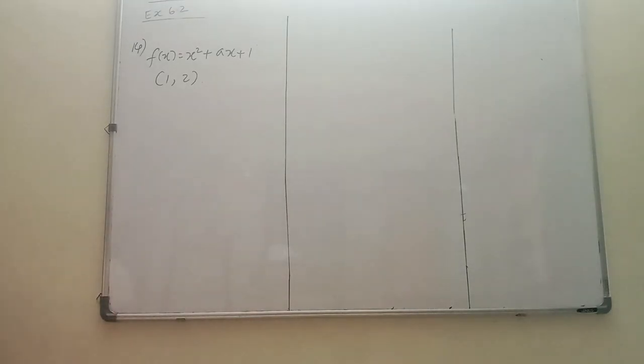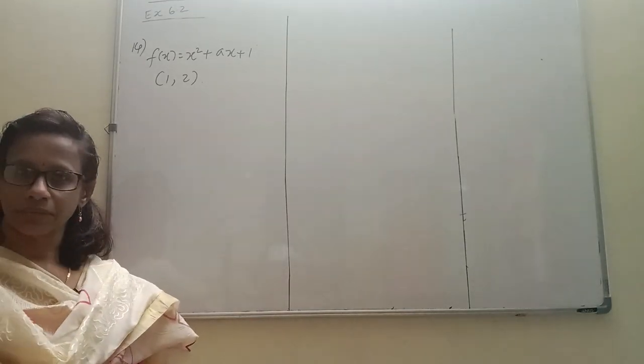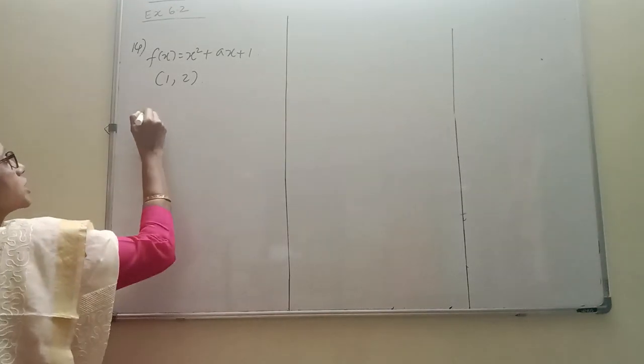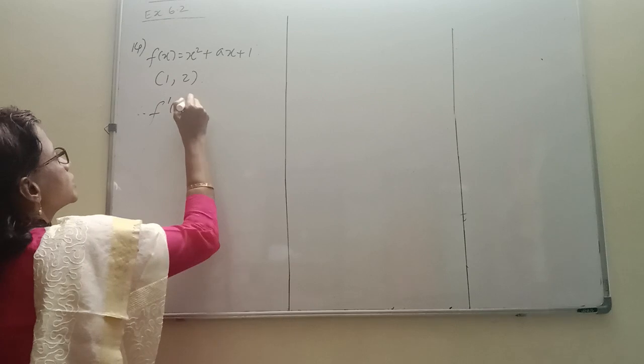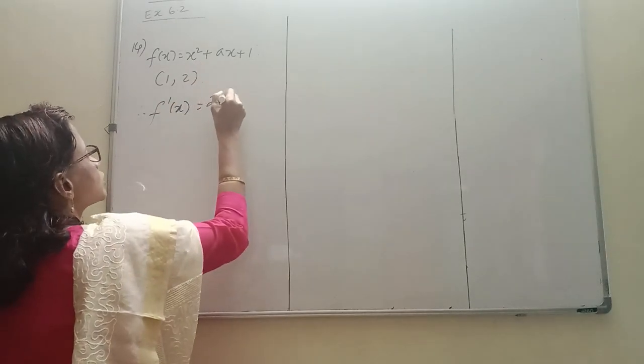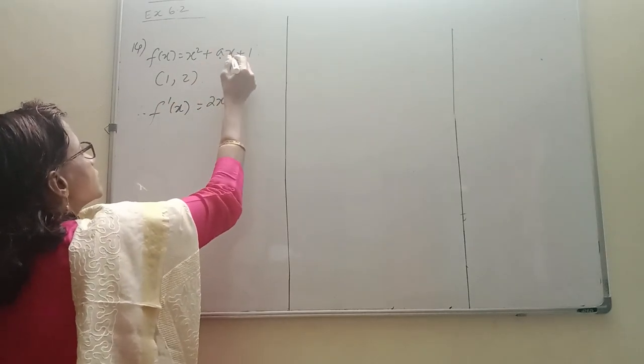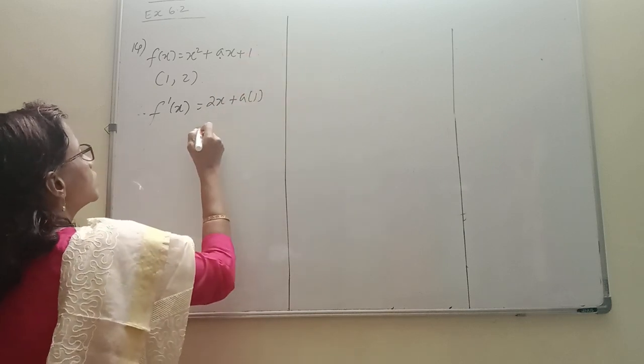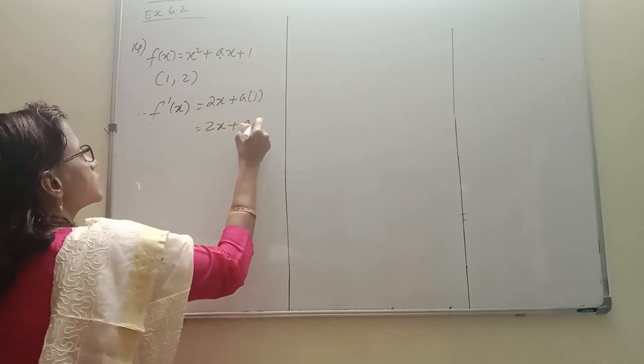Because it is increasing, we have to work with the derivatives. So let's go to the derivative right away and find f dash x. For x squared, we all know the derivative is 2x. A is a constant, so the derivative of ax is a. And 1 is a constant, so no derivative. So finally, your derivative is 2x plus a.